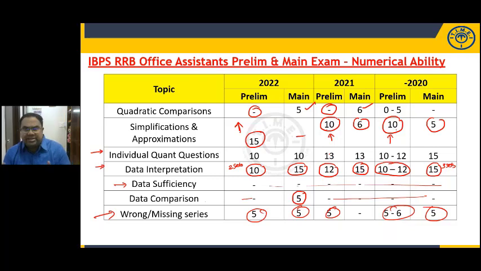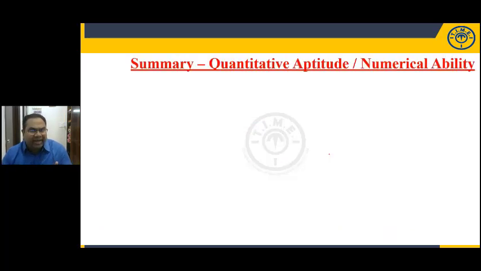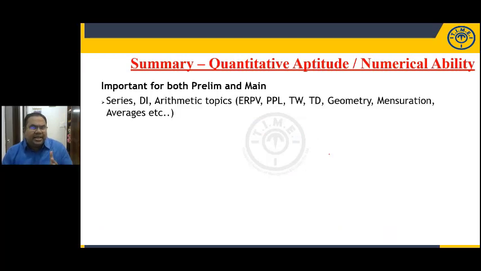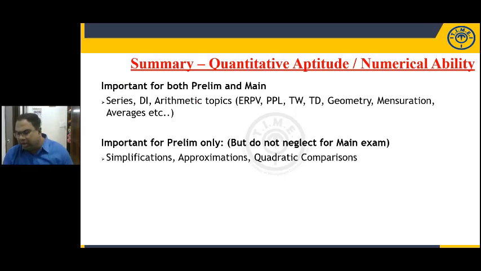So if I summarize this entire story, we can say series, DI, arithmetic are important for both prelim and main. Important for prelim: simplification, approximation, quadratic comparison. Now, quadratic comparison was not asked in clerk prelim in the last 2 years, but appeared in the main exam.